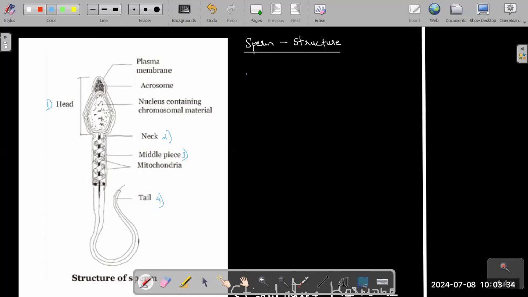Okay. So the head has a nucleus. In the head region, what you see is a nucleus. Now above the head, can you see this small cap-like structure? What I'm labeling in blue, this full structure, is the head. You get that? Above the head, what I'm labeling in green is a cap-like structure which is called the acrosome.